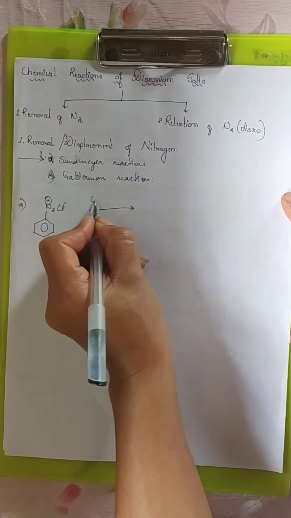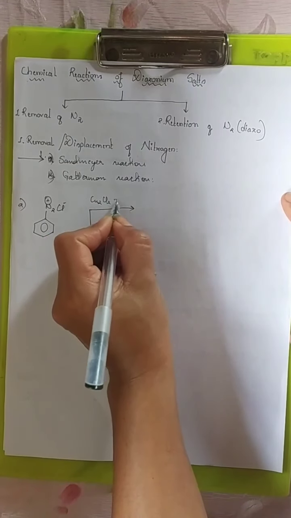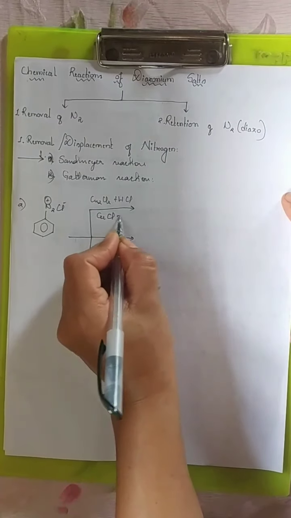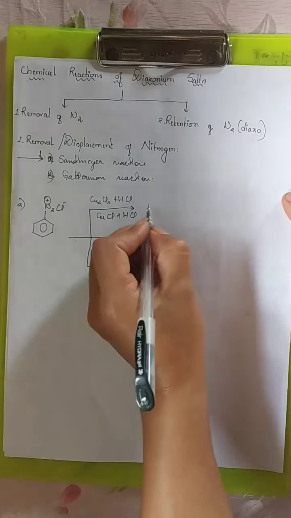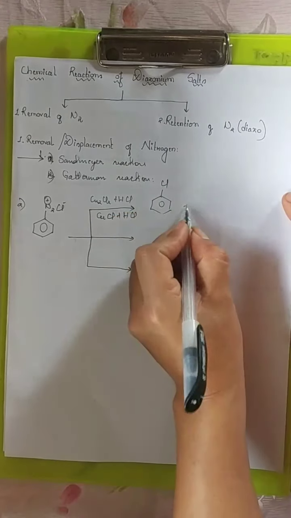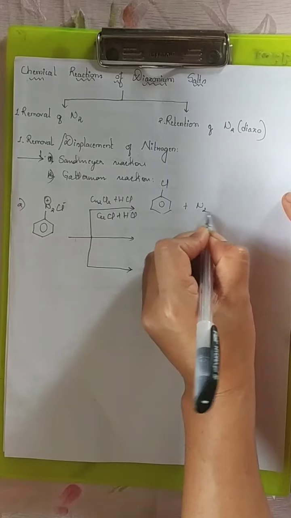Now, Cu2Cl2 plus HCl, or CuCl, it's the same, plus HCl. Here our product will be chlorobenzene and nitrogen gas will be removed.